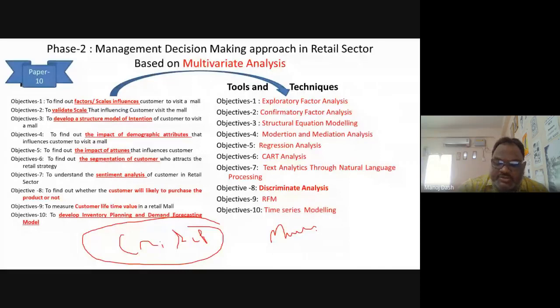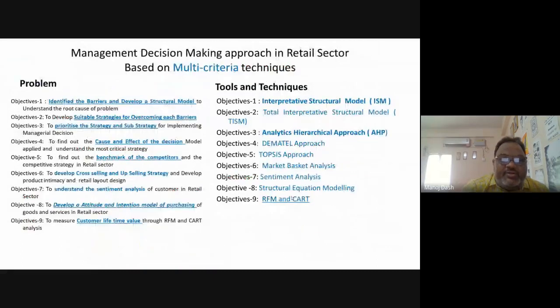Multivariate tools. But sometimes the researcher is interested in the expert opinion. Okay, you developed these tools. Now the question is whether the expert will accept your result and what best I can carry out. So when you apply the multivariate technique in the same area, what is the first step? Identify the barriers. What are the barriers of the retail and how to solve that barrier? If this is the barrier, you have to solve the barriers of the problem.